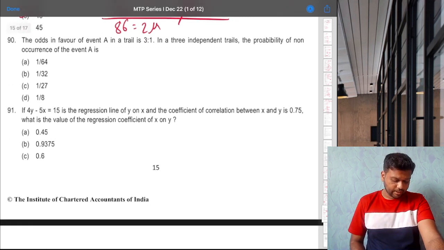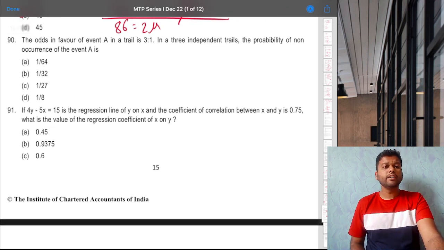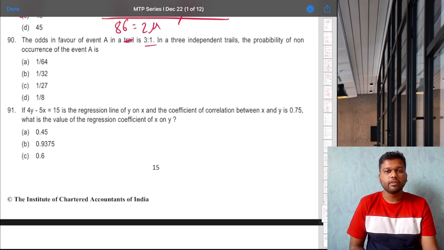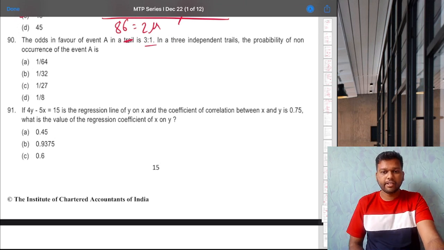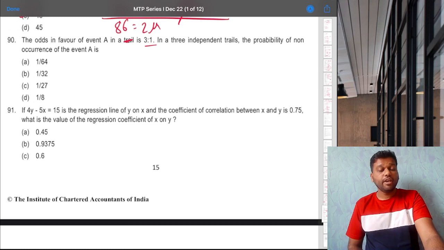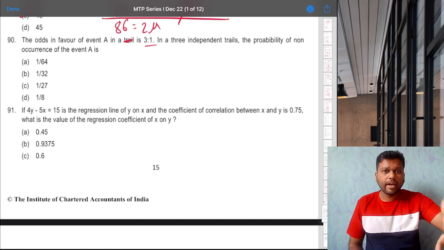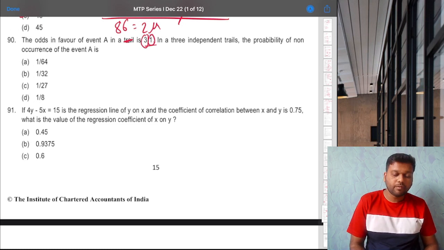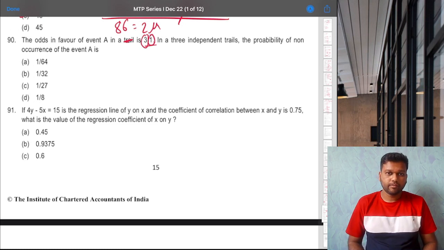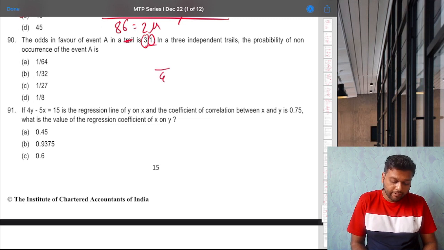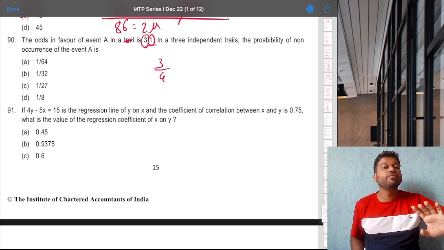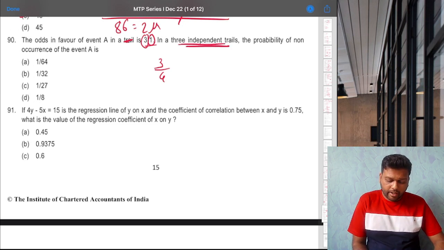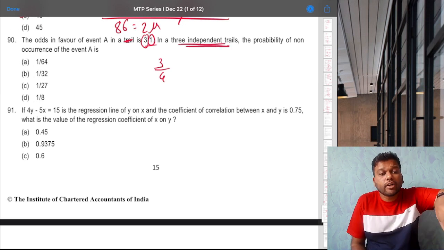Okay. Next, 90. The odds in favor of an event A in a trial is 3:1. Odds in favor are 3:1. That means, if we carry out that particular event, it will win 3 times but lose 1 time approximately. So out of total 4, it will win 3 times. So 3 by 4 is the probability.